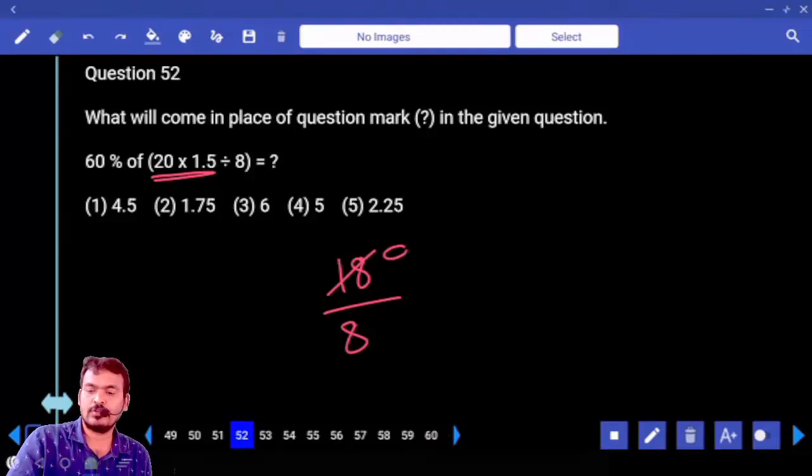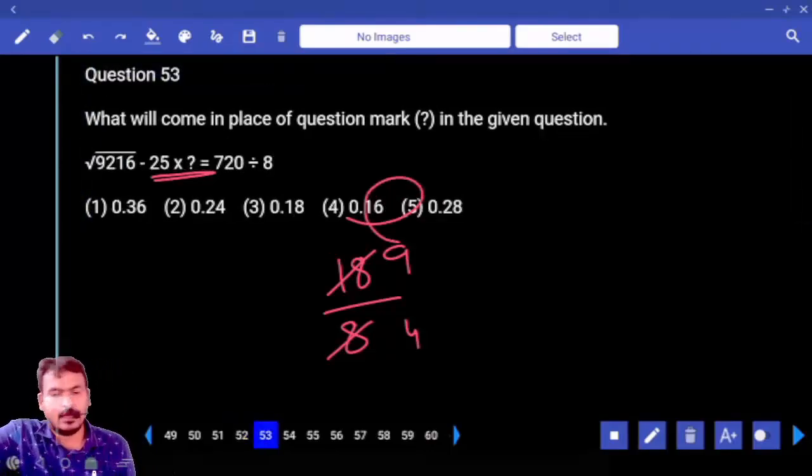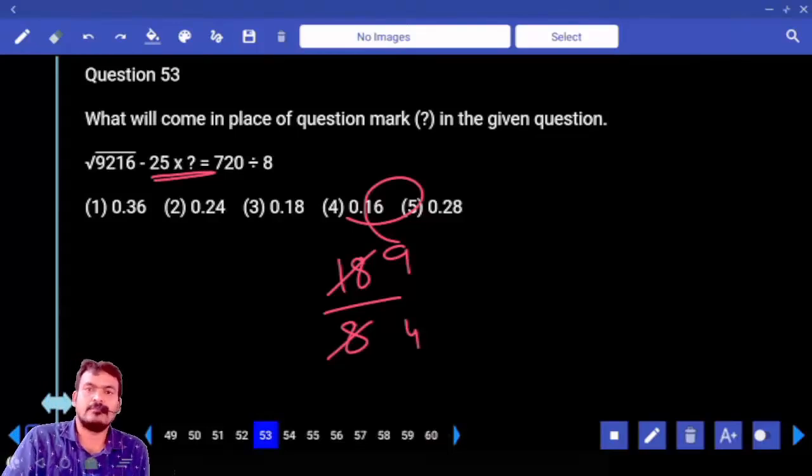2 how many times the numerator? 9. The denominator, 4 times. 9 by 4 means 2.25. Next question, number 53.